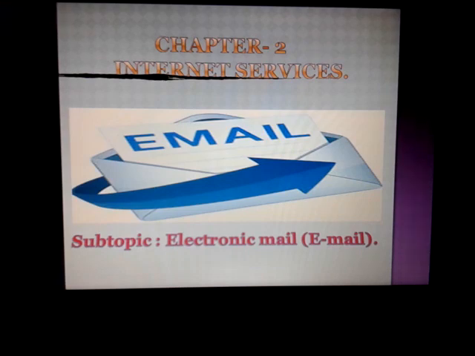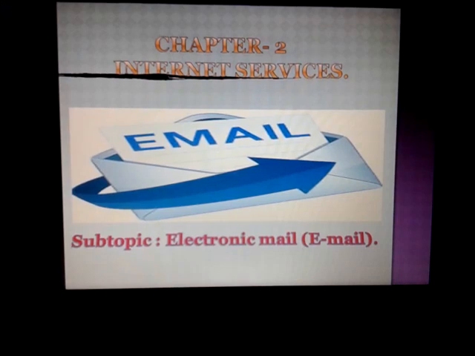Dear students, you know that internet was earlier used by only scientists, research scholars and defense personnel. But now the situation is different. Today everyone can access the internet. Everyone can use the internet for their day-to-day work because of their low cost, easy accessibility, etc. Today we will discuss one of the internet services, that is email.